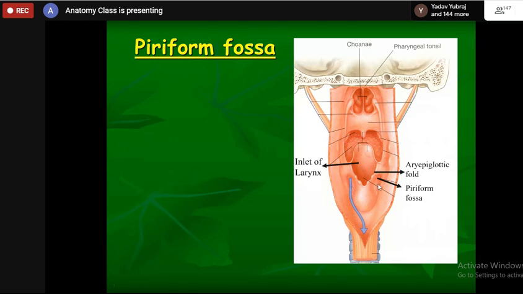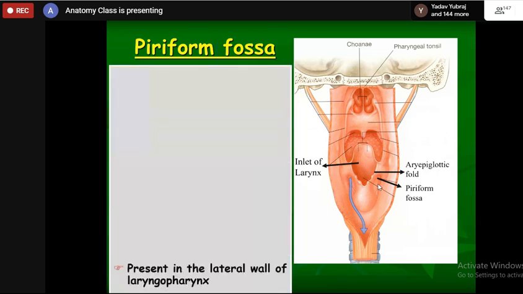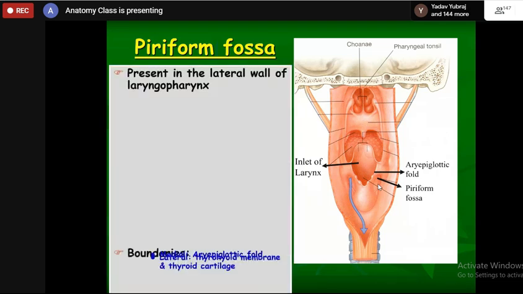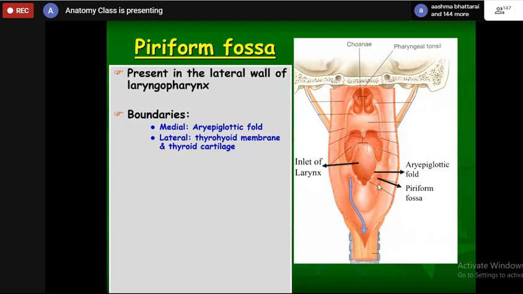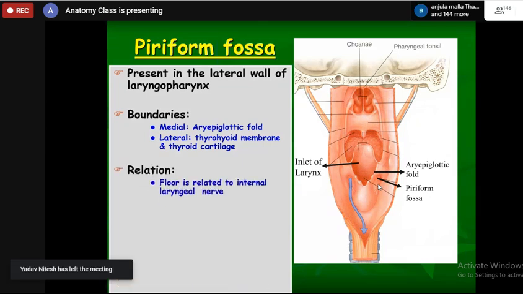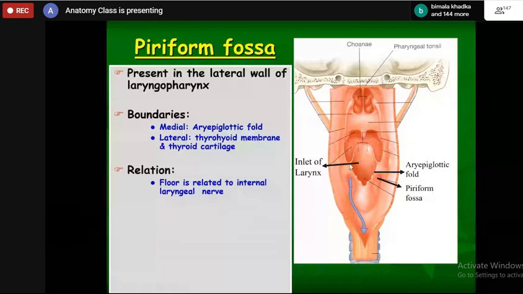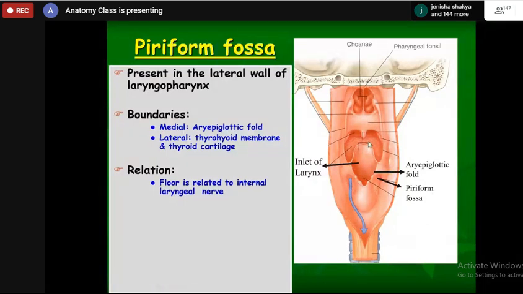Now, the main thing you have to know about the piriform fossa is the boundary, and you have to know the relations, the floor, and the applied aspects. Our piriform fossa, this will be the medial boundary. This will be the lateral boundary. Now, what will the medial boundary be formed by? Our larynx, what is this? This is known as the epiglottis. This is known as the epiglottis.